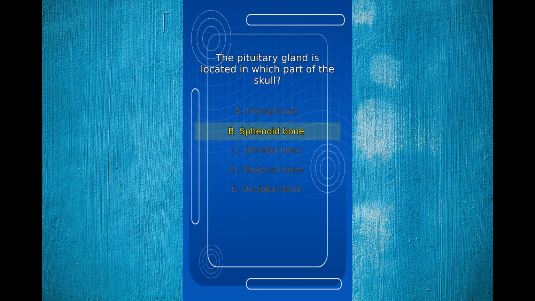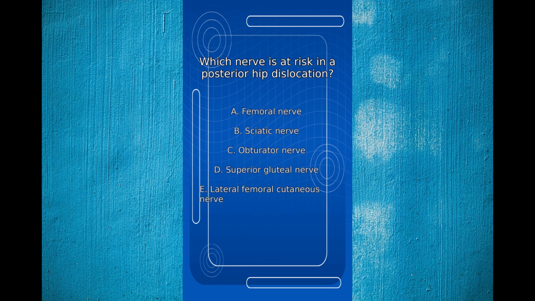The correct answer is B. Sphenoid bone. The pituitary gland sits in the sella turcica, a depression in the sphenoid bone. Which nerve is at risk in a posterior hip dislocation?